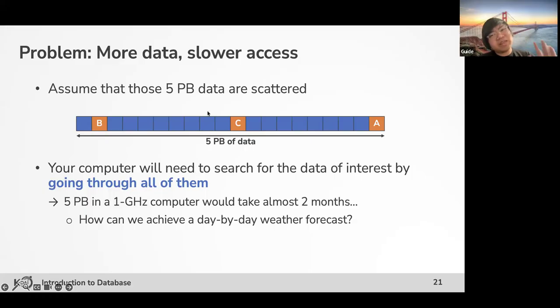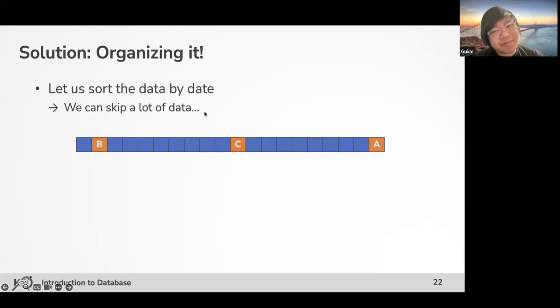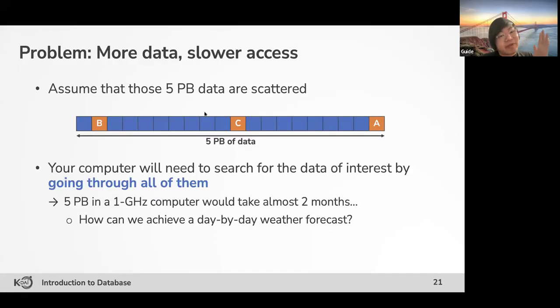A trick which is important, which will be a very important theme of this course, is to organize the data. I will talk about data organization a lot and a lot and a lot because this is a very important theme of the course. To be frank, organizing data is not the only solution.